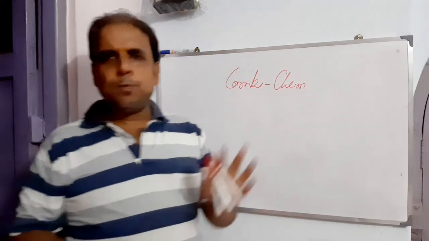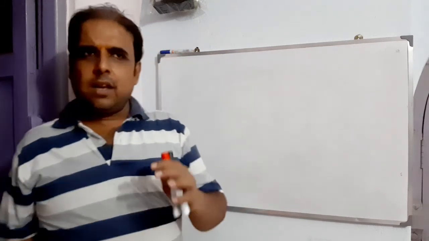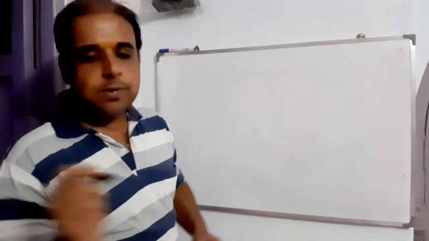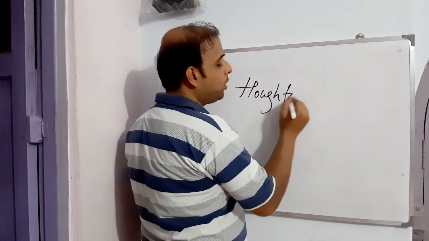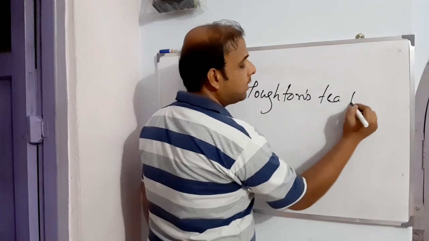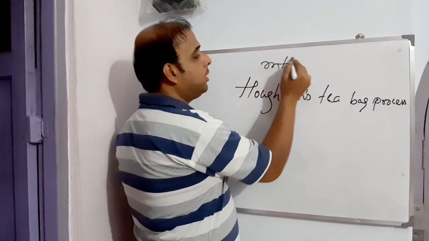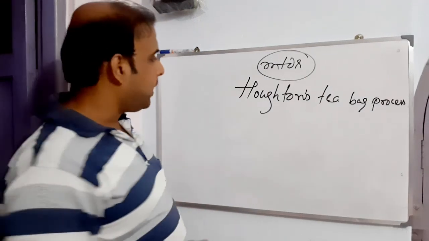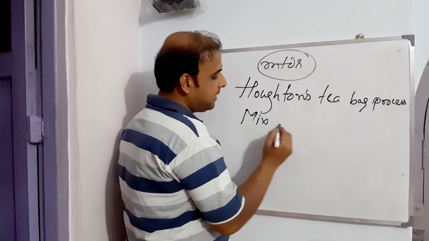So now let us move on to the methods. Earlier two methods were used. We are dealing with the methods used in making peptides, that means the methods used in combinatorial synthesis. One was proposed by the scientist Houghton, the T-bag process. These are the methods used in combinatorial chemistry. So Houghton's T-bag process, and the second one is the mix and split method.